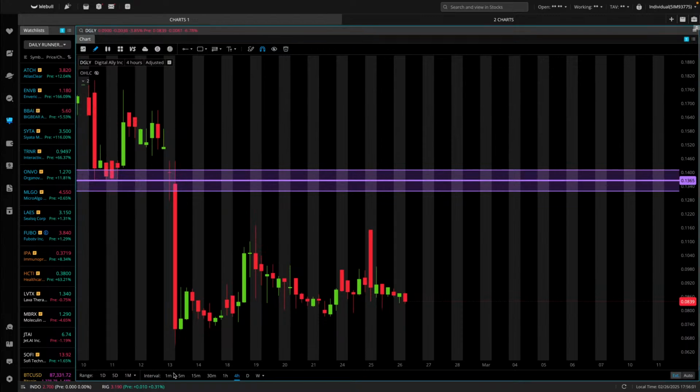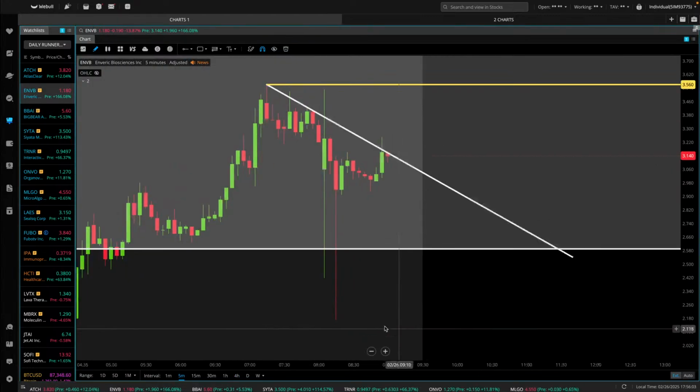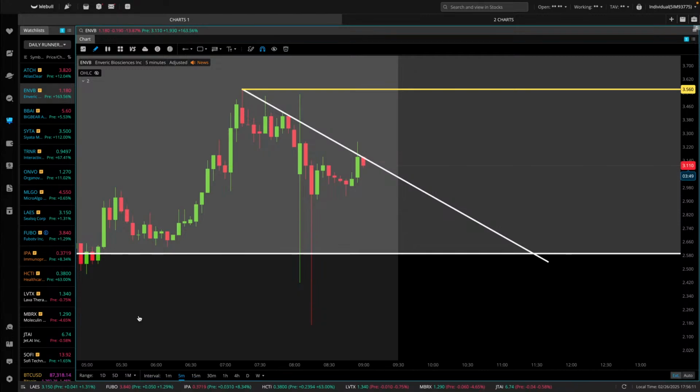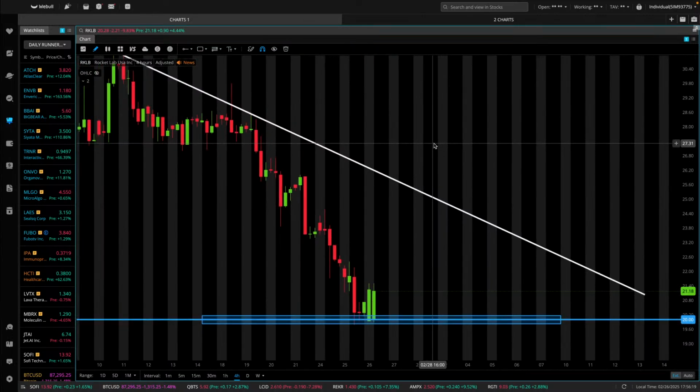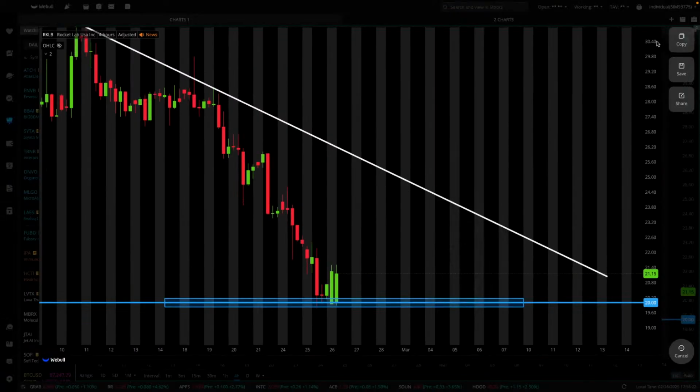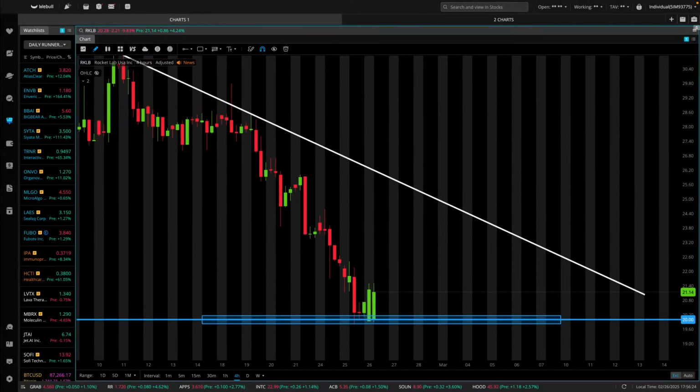ENVB. ENVB is great. 4 minutes. RKLB. RKLB is up 4%. It's holding $20 support, but we will see what's going on. RKLB holding support.